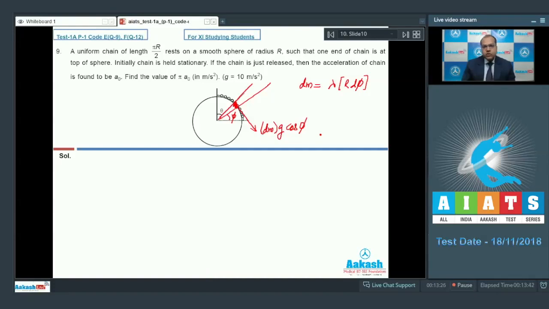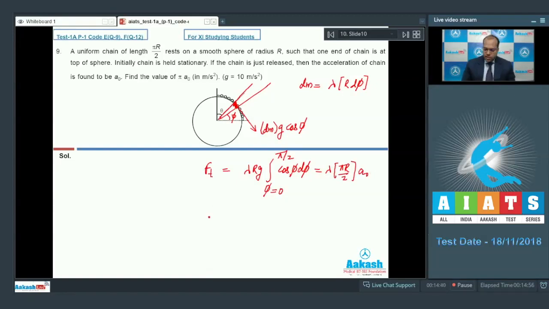So first of all, my task is to calculate the net tangential force acting on the chain at this moment. So the net tangential force is equal to the integration of dm into g cos phi. So dm is lambda into r into g into cos phi d phi, and phi varies from 0 to pi by 2. This is the net tangential force, and this net tangential force at this moment must be equal to the mass of the chain, that is lambda into pi r by 2, into acceleration a naught.